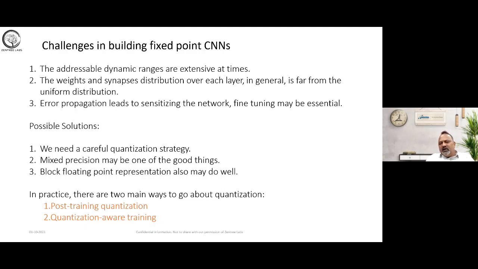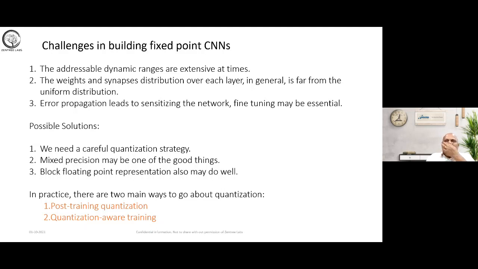Given these challenges, here I have summarized some of the points. The addressable dynamic ranges are extensive at times. The weights and synapses distribution over each layer in general is far from a uniform distribution. A uniform distribution is a very good distribution to quantize in a better way, because quantization is all about assigning symbols to real values. When a distribution takes different shapes, obviously I may be allocating more symbols in an unequal region, so I may be losing the effective resolution in the data.